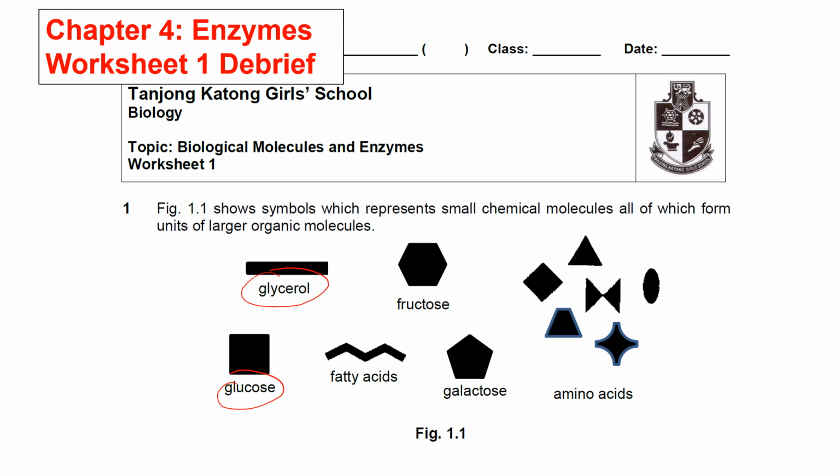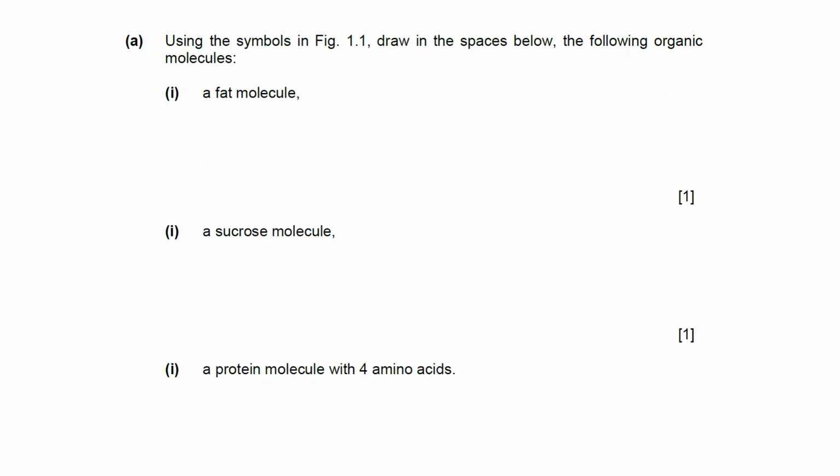And so the next question is actually asking, from the shapes, what constitutes a fat molecule, what constitutes a sucrose, and what constitutes a protein with 4 amino acids. For the fat molecule, most of you should be able to get the shape right. It is actually the rectangle and the three jagged shapes. So something like this.